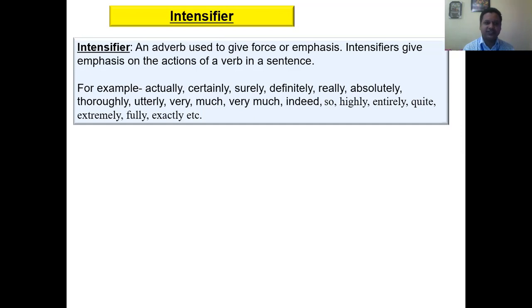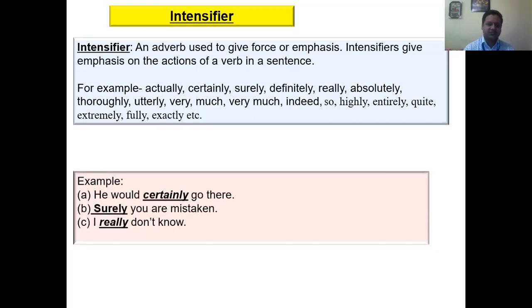What are the examples of intensifiers? Let's see the examples of intensifiers. Actually, certainly, surely, definitely, really, absolutely, thoroughly, utterly, very much, indeed, so, highly, entirely, quite, extremely, fully, exactly, etc. are the examples of intensifiers. You can see these are the adverbs which we use to put emphasis on the actions of a verb in a sentence.